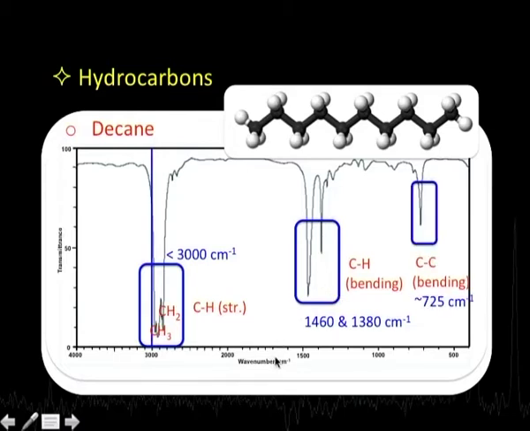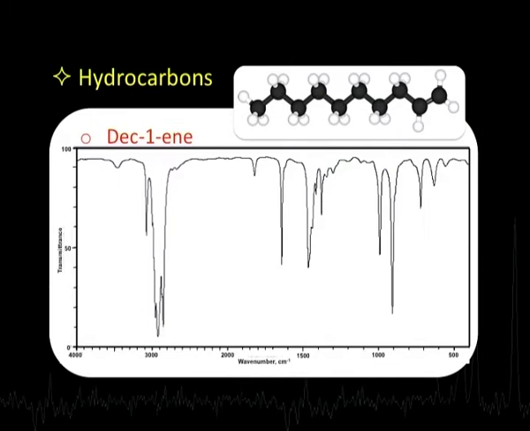Okay. Now, yet another frequency we can observe somewhere around 725 centimeter inverse is because of the CC bending. This was CH bending, this is CC bending. This does not have too much importance in terms of establishing the identity of a molecule; in terms of fingerprints, yes, but in terms of group frequencies, no. Okay. Let us move further and talk about another hydrocarbon.